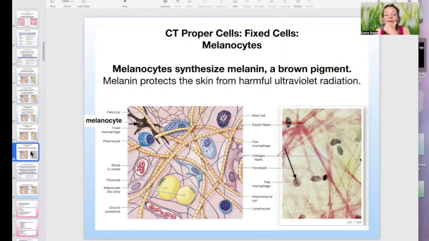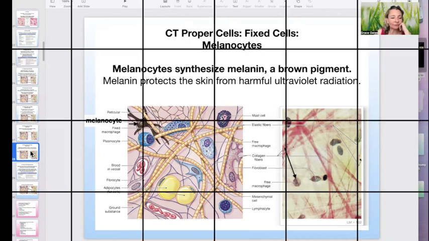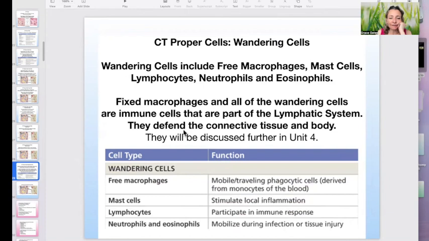Then melanocytes, the last of our fixed cells that we're going to talk about, they synthesize melanin, which is a brown pigment that protects the skin from harmful ultraviolet radiation. And that ends fixed cells and now wandering cells.